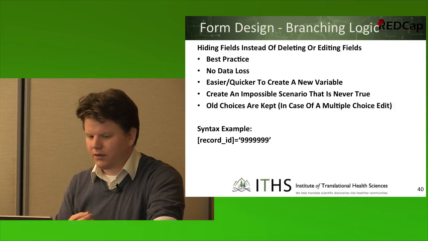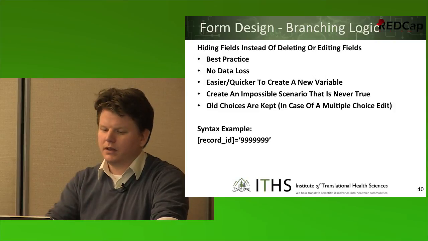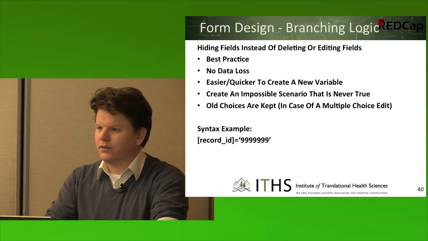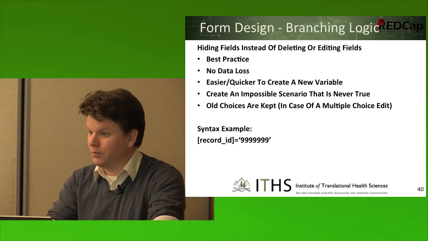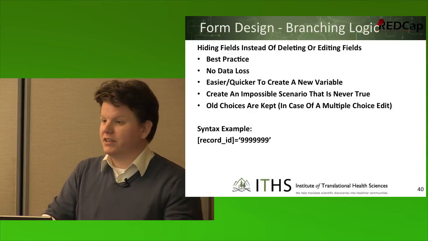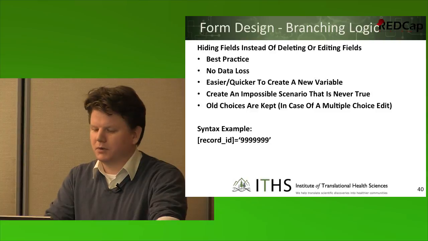records. So what I always do is create an impossible scenario that can never be true. For instance, the record ID is 9999 and 1. So record ID can only be one value, so that will never be true. However, most people get away with record ID is 9999 because they don't have that many records. Very simple.